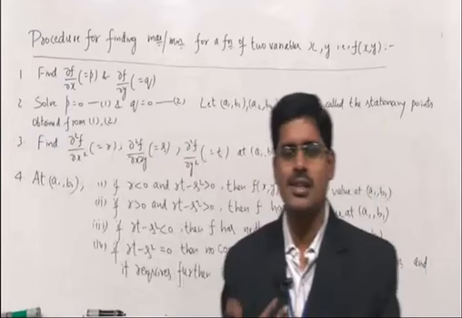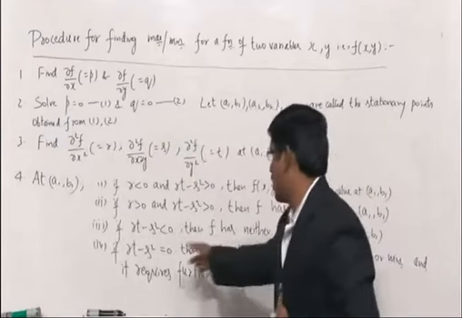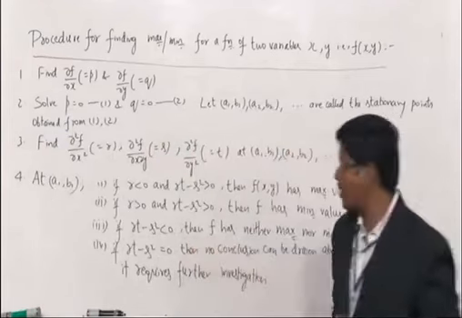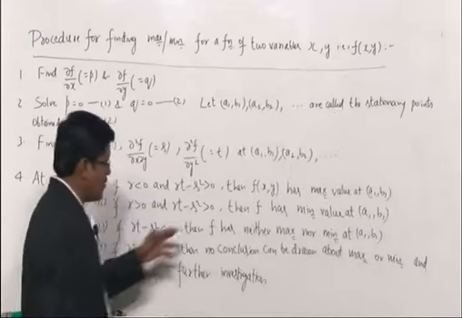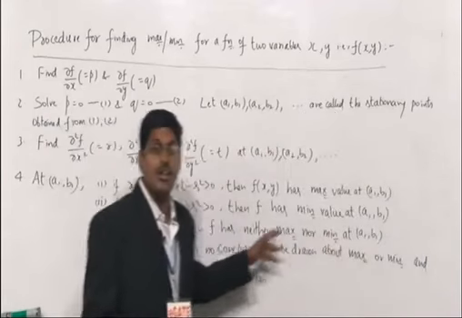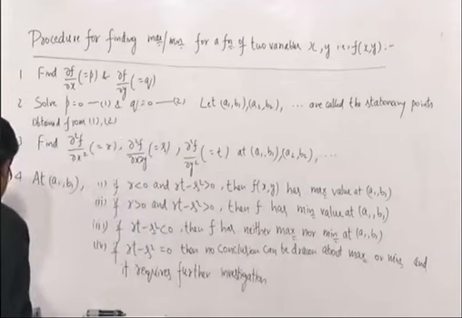It is a lengthy procedure. That is an 8 marks question. Whenever we get a point where rt minus s square is equal to 0, that is okay. Next, whenever at a point there is neither maximum nor minimum, that point is called a saddle point.